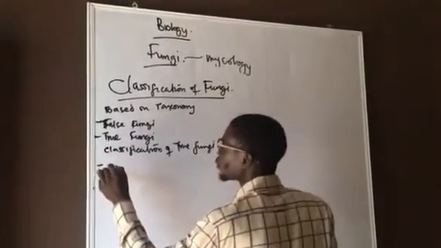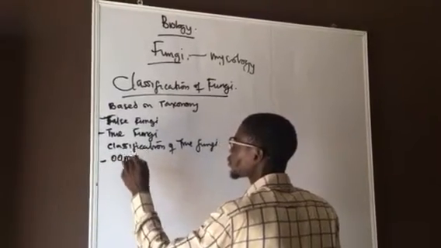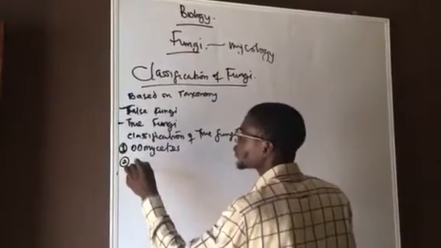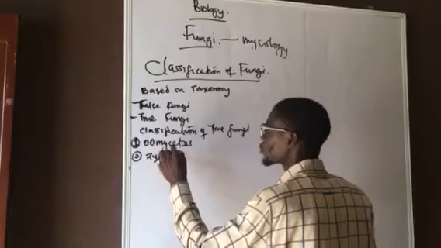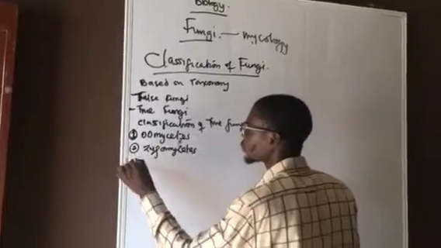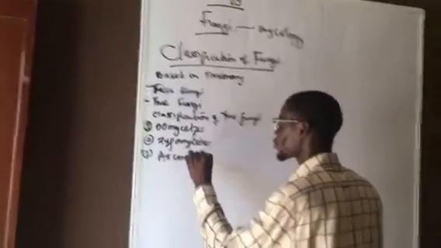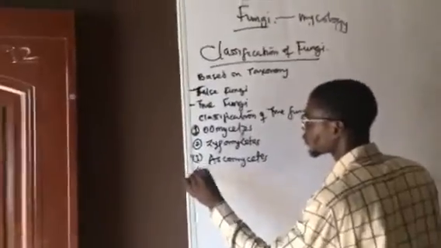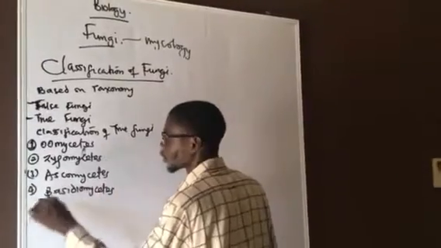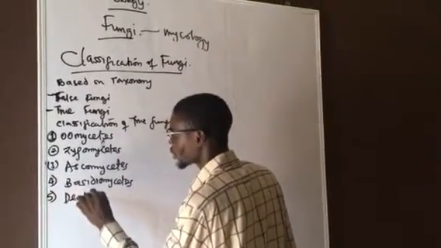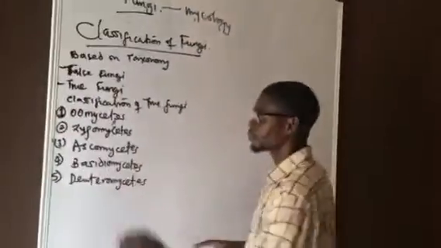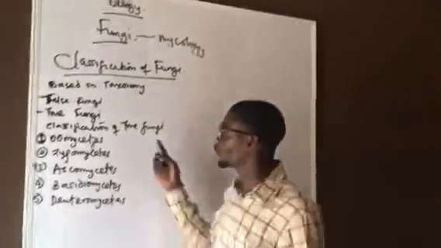Classification of true fungi. One, the Oomycetes. Two, the Zygomycetes. Then the Ascomycetes, and the Basidiomycetes, and lastly the Deuteromycetes. So these are the five main groups of true fungi.